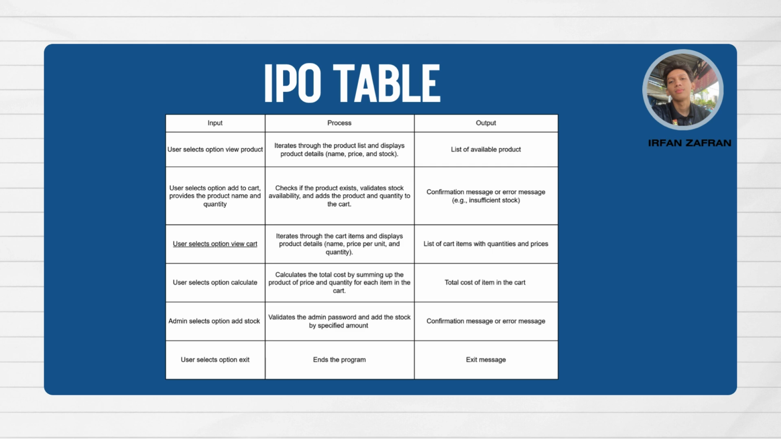And the output: a list of available products, a confirmation message or error message such as insufficient stock, a list of cart items with quantities and price, the total cost of items in the cart, a confirmation message or error message, and an exit message.